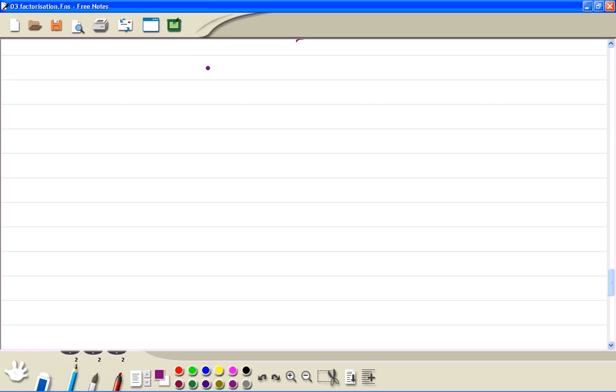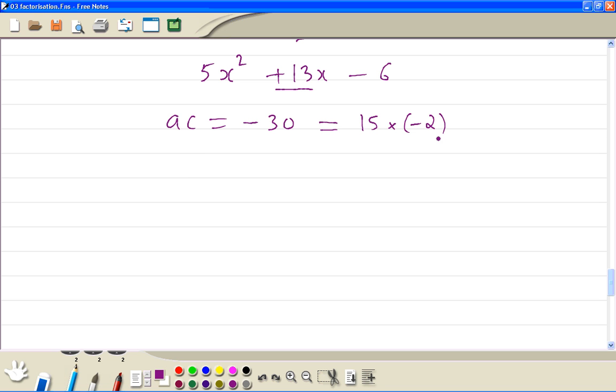Just do one more example, say 5x squared plus 13x minus 6. First we have a times c, which will be minus 30. Now factors of minus 30 that add up to 13 are plus 15 times minus 2.